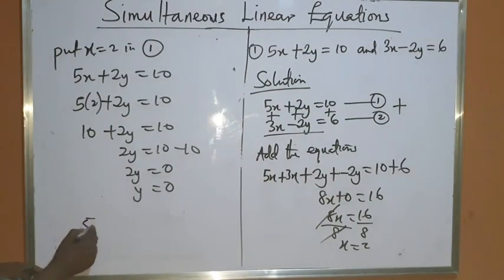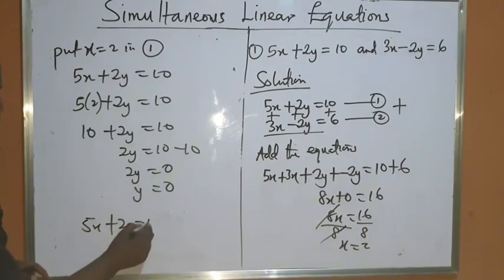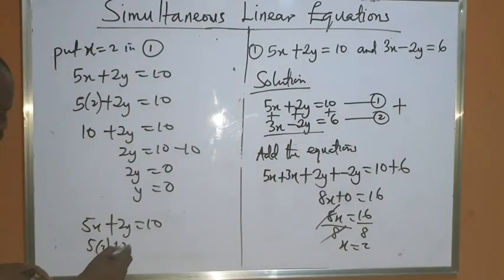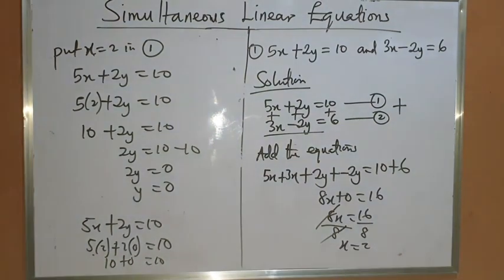So we can also check if we are correct. Let's make use of equation 1. 5x plus 2y equals 10. So 5 times x, which is 2, plus 2 times y, which equals 0, must be equal to what? 10. So 5 times 2, that is 10, plus 0 equals what? 10. You can see this is correct. Is that clear? All right. So that is that on question number 1.